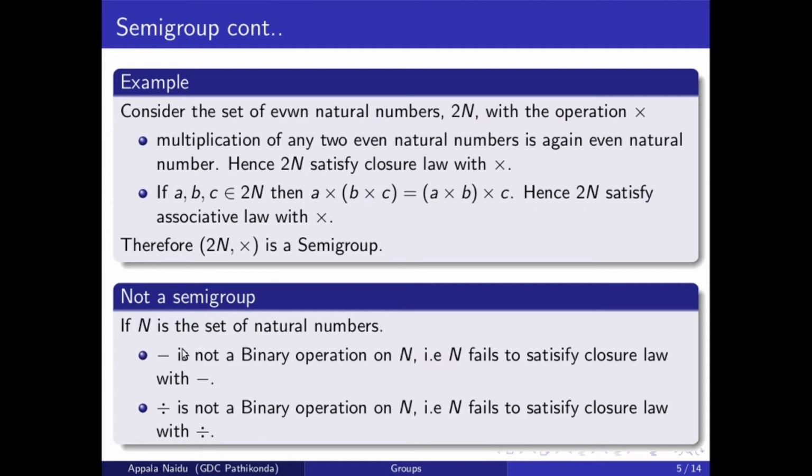Now we have seen that on the set of natural numbers, minus is not a binary operation, hence it doesn't satisfy closure law. So with the operation minus, the set of natural numbers is not a semigroup. Similarly, division is not a binary operation on the set of natural numbers, hence with the division operator, N is not a semigroup.